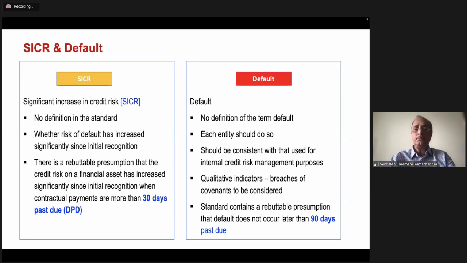Now, for default, there is no definition. Each entity has to define what is meant by default, but it should be consistent with what is used for internal credit risk management purposes. The entity should also see qualitative indicators like breaches of covenants; all those things have to be considered. And finally, there is a rebuttable presumption that default does not occur later than 90 days. So if it is 90 days and above, it means that the particular asset has already defaulted.